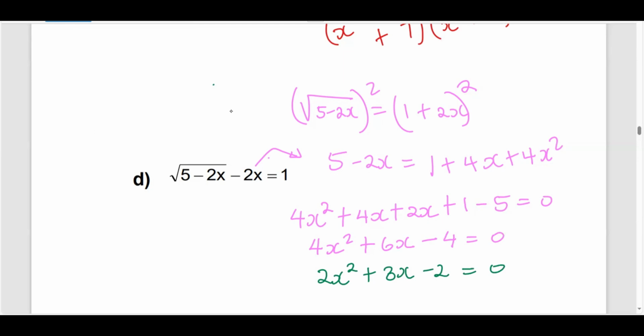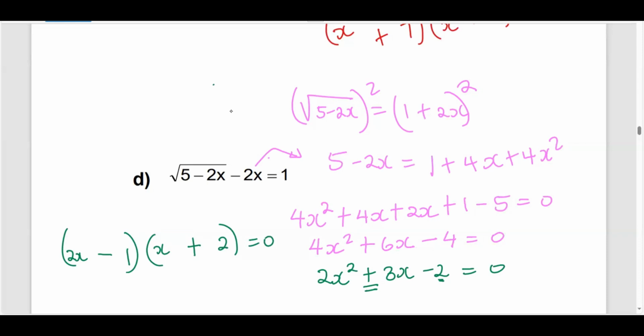Then all I'll do is just factor or use the quadratic formula. So if that is 2x and this is x, I need a negative 2, which means I have a 1 and a 2. If I put a 2 here and a 1 here, I'm looking for positive 3, which means this must be positive, this must be negative. Would that make sense? That's a 4 minus 1, which is 3.